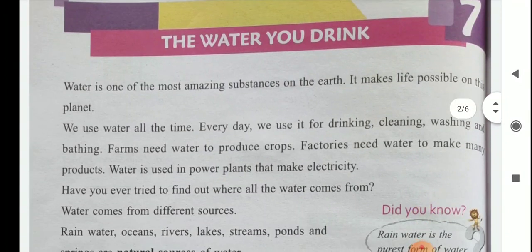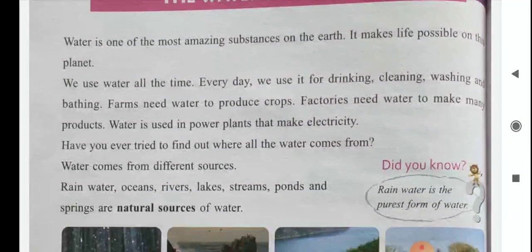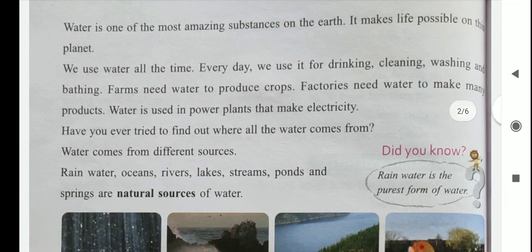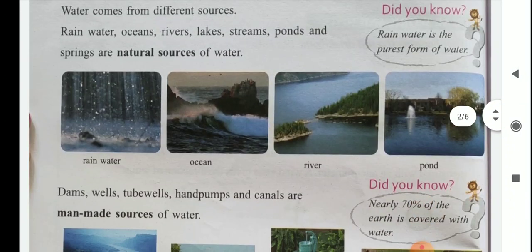Then, sources of water. Where do we get water from? Rainwater, oceans, rivers, lakes, streams, ponds and springs are natural sources of water. Sources are of two types, natural sources and man-made sources. The sources which come from nature are known as natural sources, and man-made sources are dams, wells, tube wells, hand pumps, canals, etc.